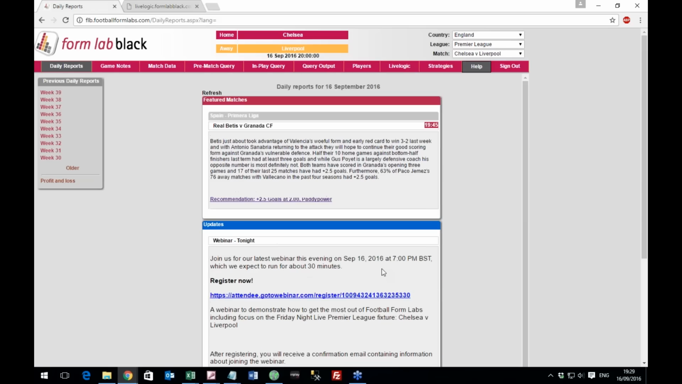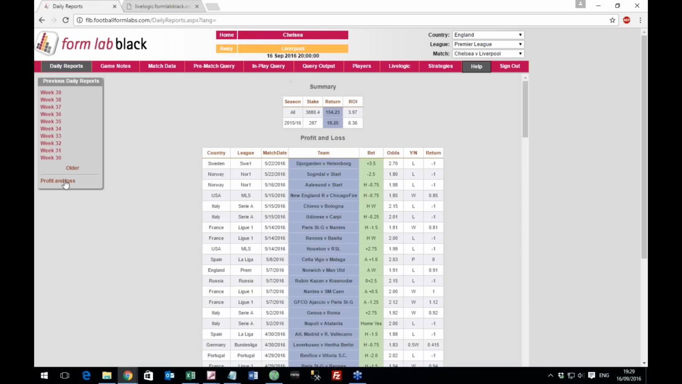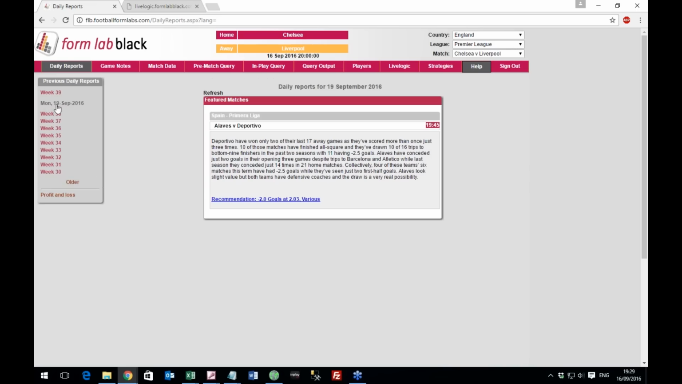Going back to the daily reports, the most popular part of all of our software is our daily report recommendations, which have produced a constant profit since we launched this software over 5 years ago. Last year, we made a 6.3% ROI on 287 tips across all of the big leagues. We cover internationals and Champions League for our editorial, but not for our recommendations as well.